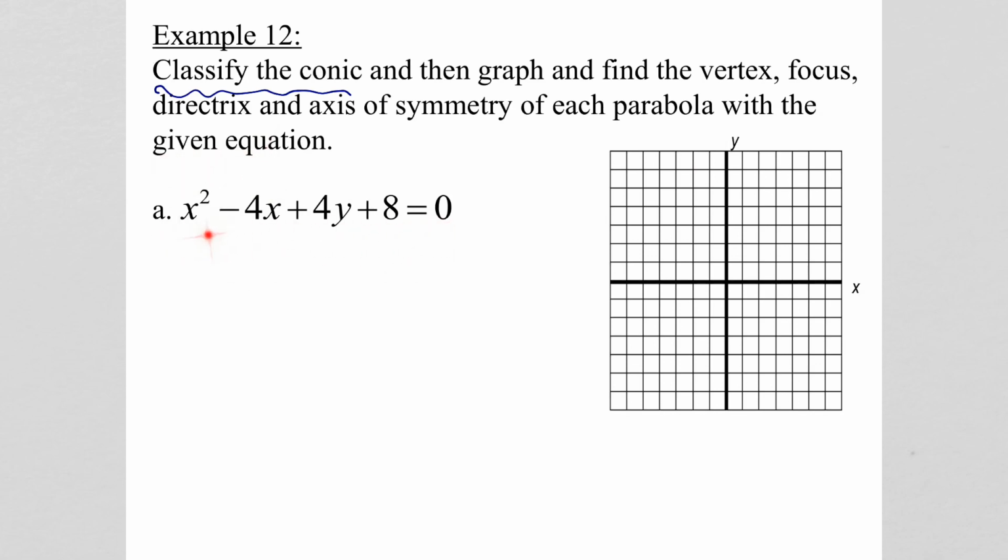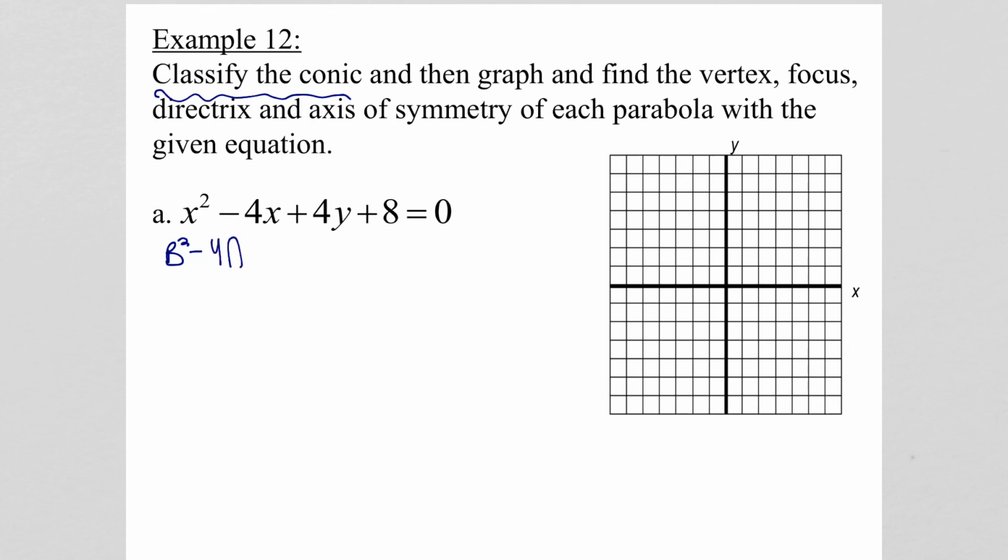Looking at this, you cannot tell that it's a parabola except for one big hint: you only have one variable squared. So if it's going to be a conic, you could guess it's a parabola because you only have one variable squared. But let's go ahead and actually plug it into the discriminant just to be sure.